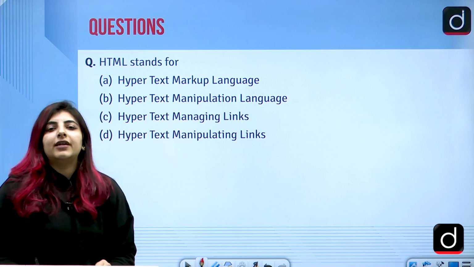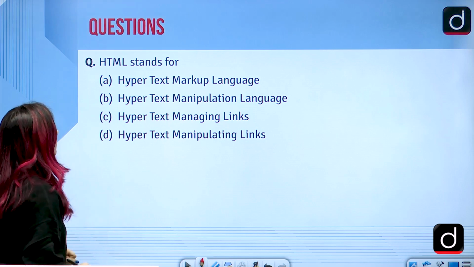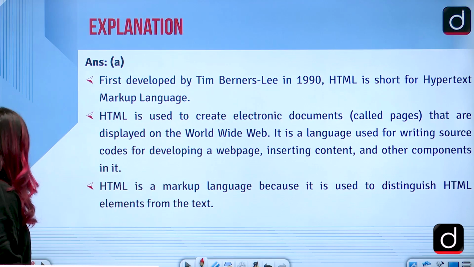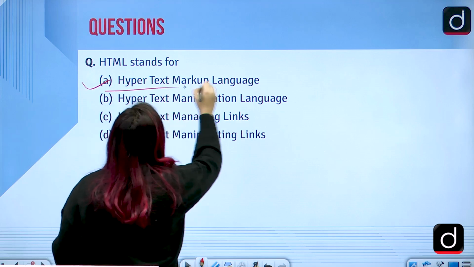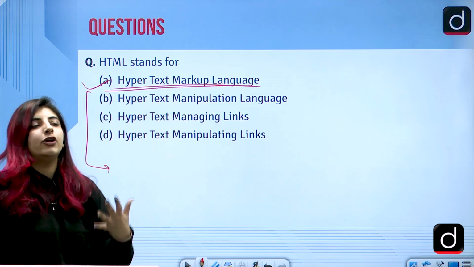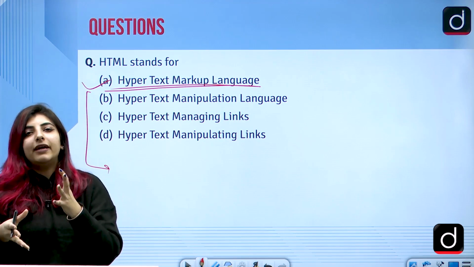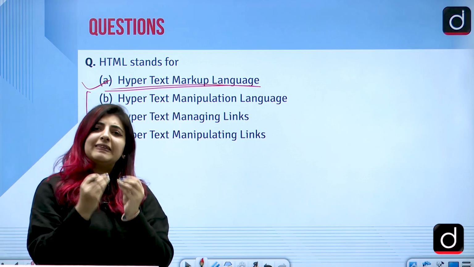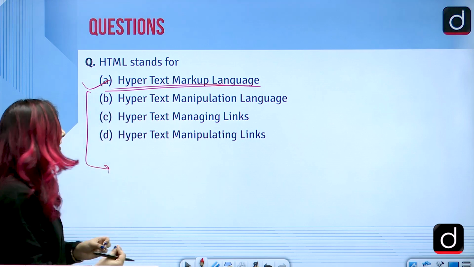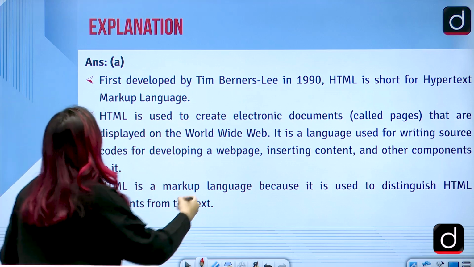Now, the next question is HTML. HTML stands for option A, that is Hypertext Markup Language. Some of you would have done HTML in your class 11th, 12th, where you would have seen that you were able to create web pages using certain opening and closing tags, correct? So let's just see what it is and why it is used.